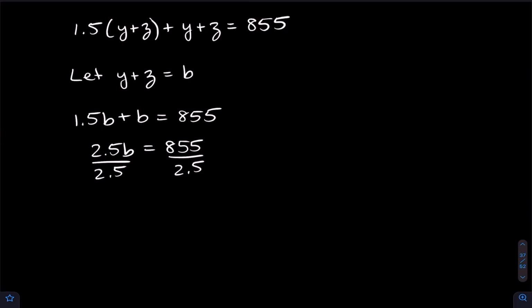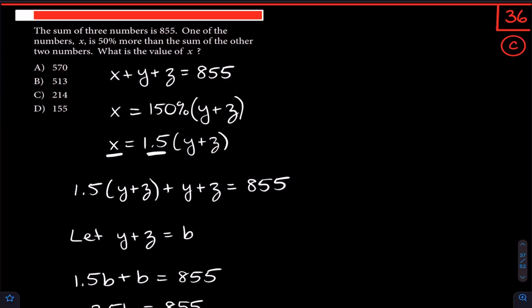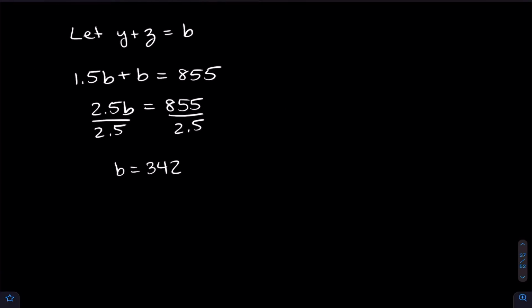So if we do 855 divided by 2.5, we get that b is 342. All right, great. Calculator part done. And no, it's not actually, because this is not our answer here. That's just the sum of the two numbers. We know that x is 1.5 times the sum of the two numbers, which remember we called b. So we have to multiply this by 1.5 still. x is 1.5 times the sum. And so it's 1.5 times 342.